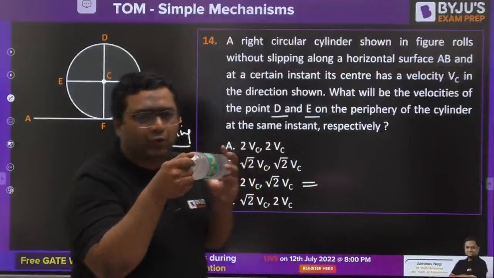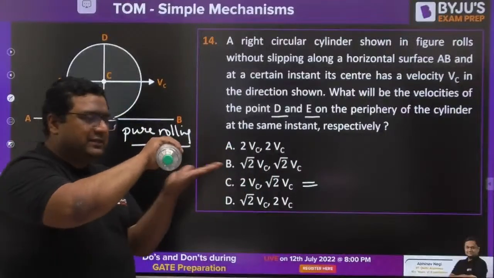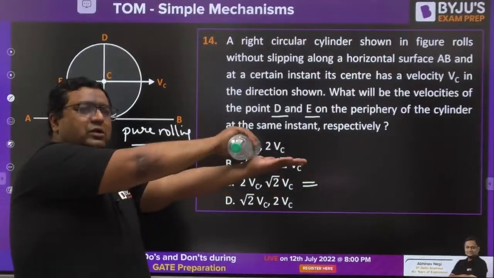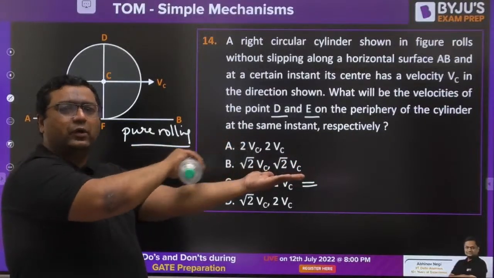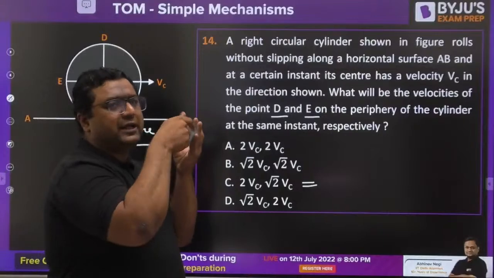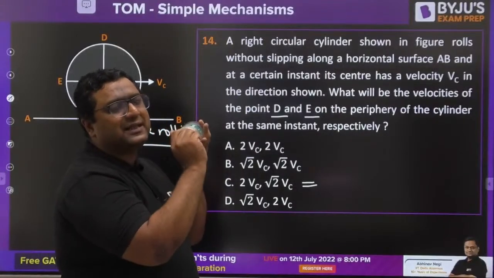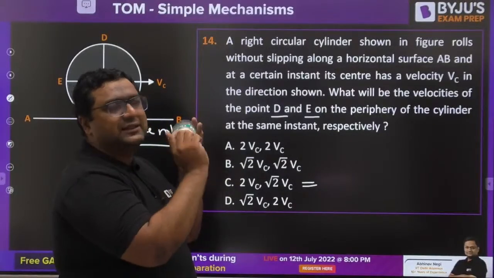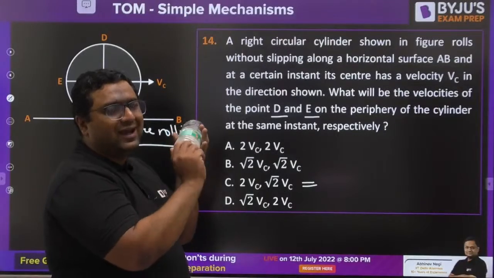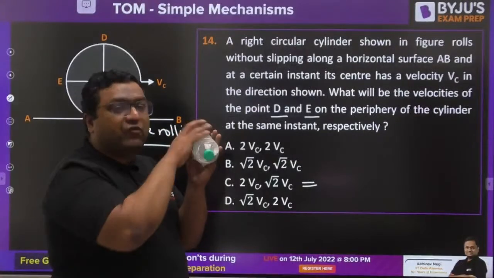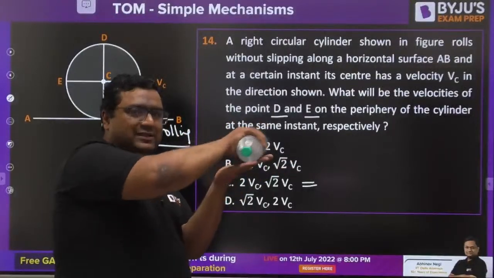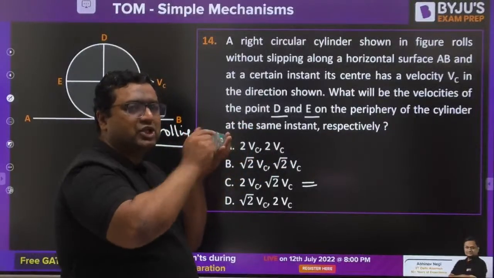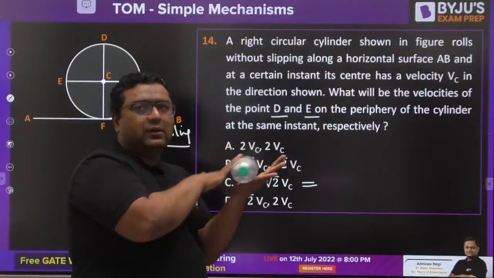Just consider this body, my dear. If this body is directly translating like this without having any rotation, that motion is pure translation. If this body is rotating about its own point, meaning the center of rotation is fixed, this is said to be pure rotation. And the motion of the wheel of your car on the road is pure rolling.